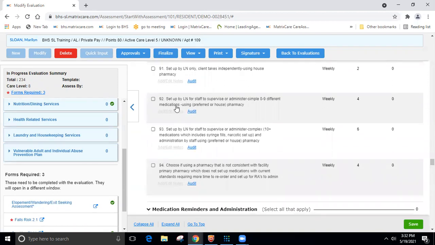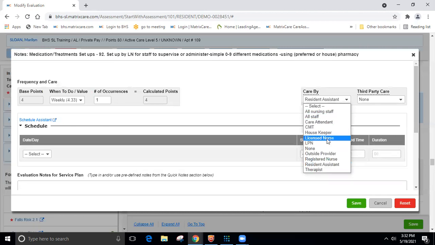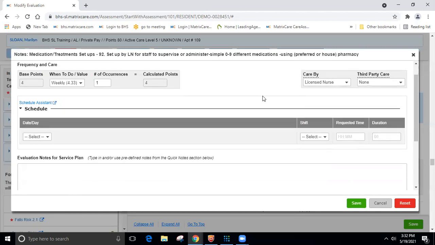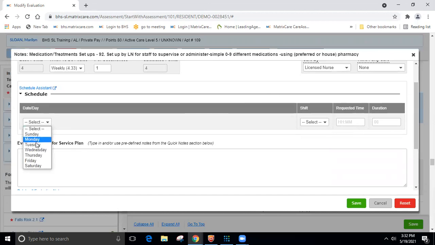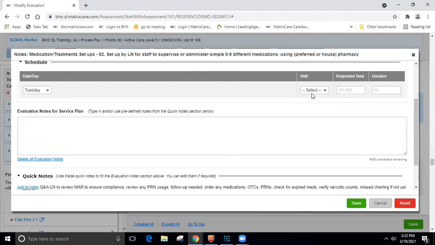The third one is we either set them up with med cards or we set them up in a med caddy for them, and we either administrate or they take themselves. And you'll notice one's a simple setup, one's a complex setup. If we pick one or the other, it's a weekly service that we want the nurse to do. We need to change the care by to a licensed nurse, RN, LPN, whatever it is you do. We need to pick a day of the week that we're going to do this med setup.